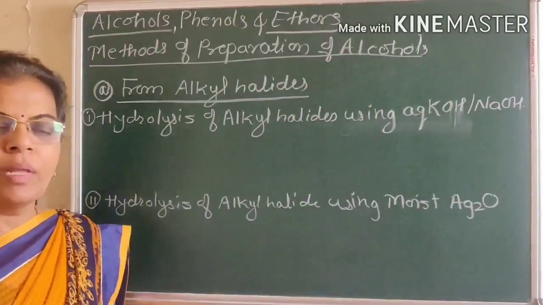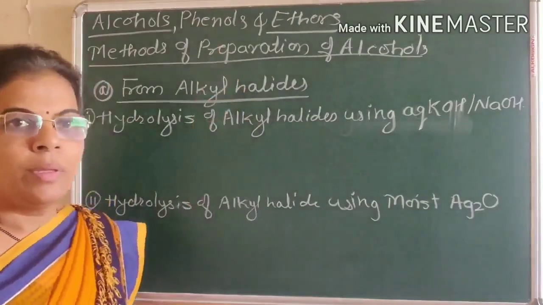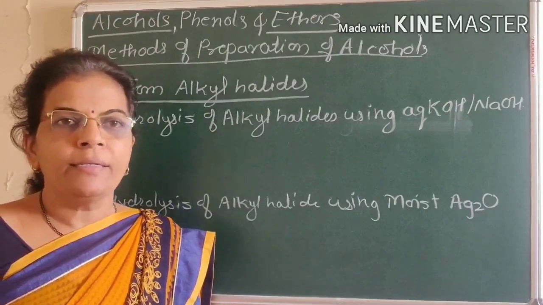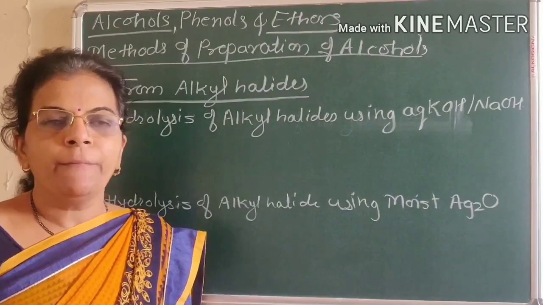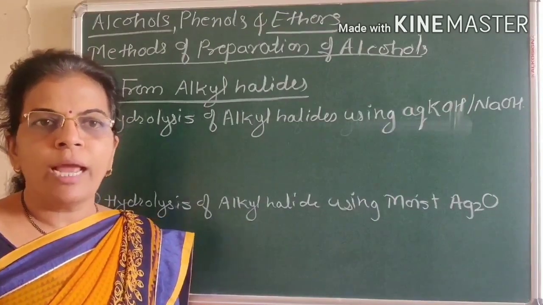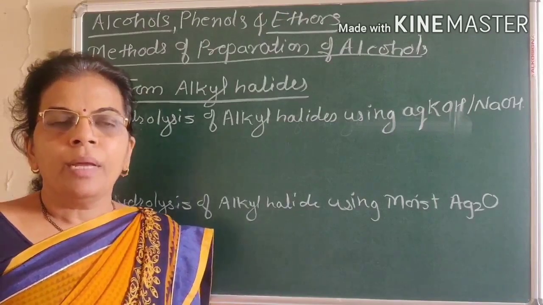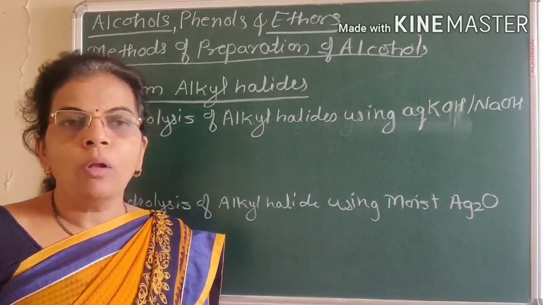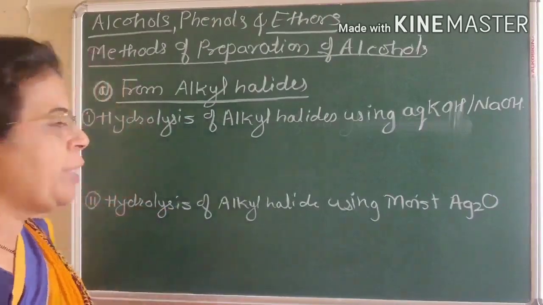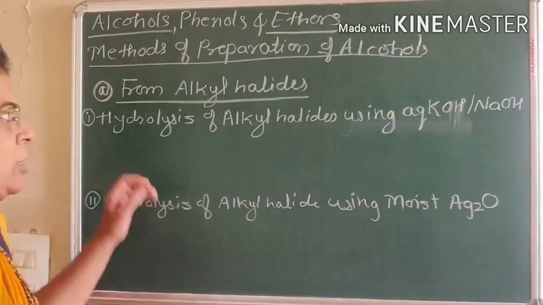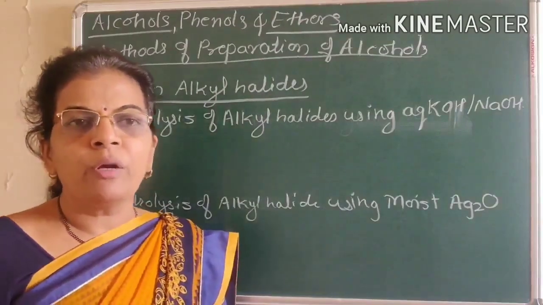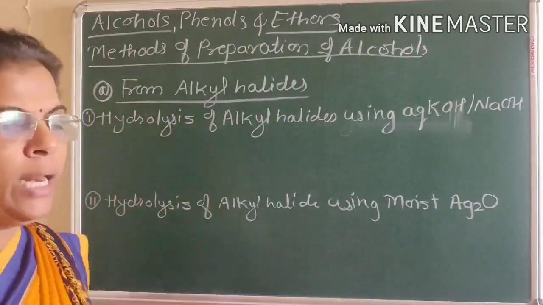Hello students, last time we started a new topic, alcohols, phenols and ethers, in which we completed the introduction, then classification of alcohols, phenols and ethers, and then nomenclature of alcohols, phenols and ethers. Now we are going to see the next point, preparation of alcohols, that is general methods for the preparation of alcohols, in which the first method we are going to see is from alkyl halides.